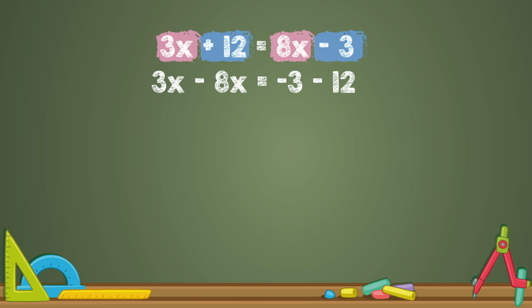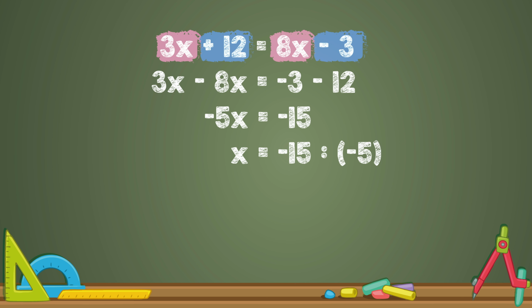Then we calculate both sides. 3x minus 8x is equal to minus 5x and minus 3 minus 12 is equal to minus 15. Now we are moving our coefficient. So then we get x is equal to minus 15 divided by minus 5. And we calculate this too. Minus 15 divided by minus 5 equals 3.